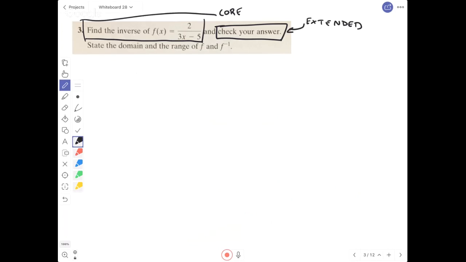So, finding the inverse first. I've got f of x equals 2 over 3x minus 5. I'm going to rewrite it in terms of an input variable and an output variable. So a equals 2 over 3b minus 5. Right now, a is solved as a function of b. I want it so b is solved as a function of a. So I'm going to start by cross multiplying. a times 3b minus 5 equals 2.